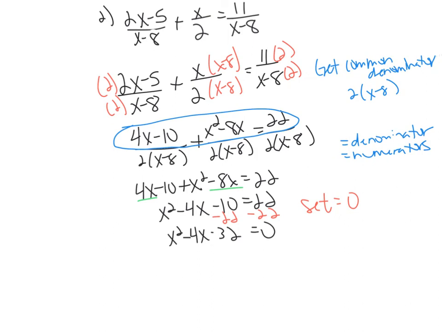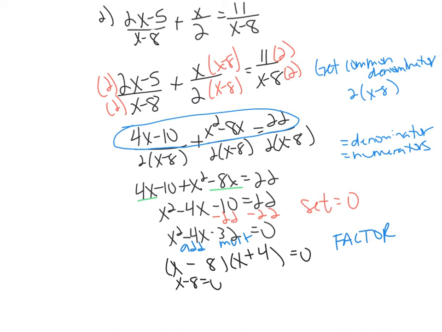And again, we have a quadratic, so we need a parenthesis, parenthesis. We're looking for two numbers that multiply to negative 32, but add to negative 4. Well, factors of 32 and 4 are going to be 8 and 4. If I need a negative 4, that's going to be x minus 8 and x plus 4. So again, this is factored. And now we can use the zero property.